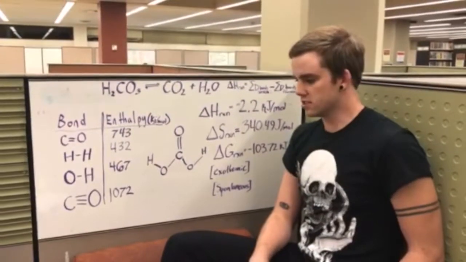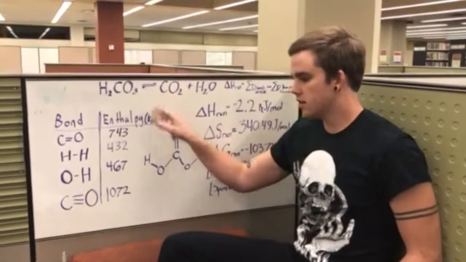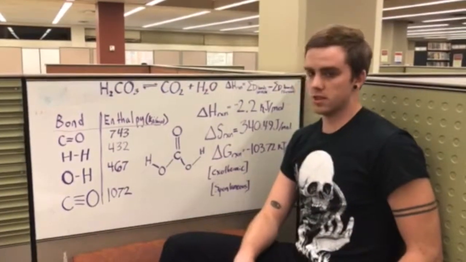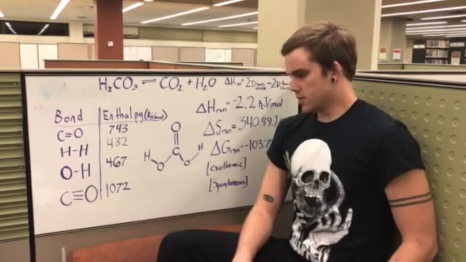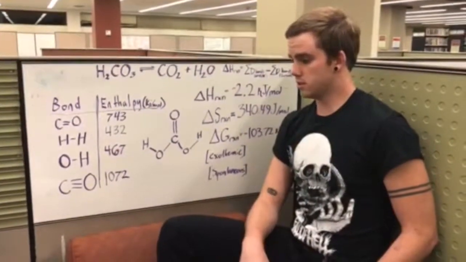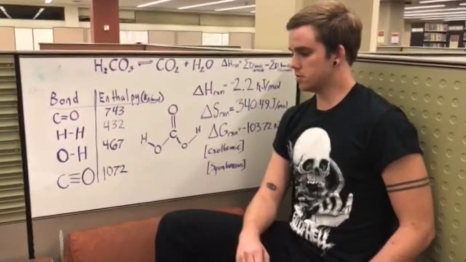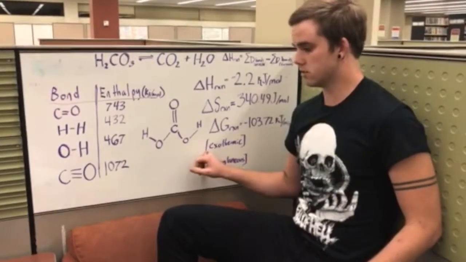Enthalpy of a reaction deals with the bonds broken as well as the bonds formed. In our particular reaction, the bonds in carbonic acid are broken down while the bonds of CO2 and H2O are formed. The enthalpy values were found from the chart provided, and for our reaction was calculated to be negative 2.2 kilojoules per mole, which shows the reaction is exothermic.